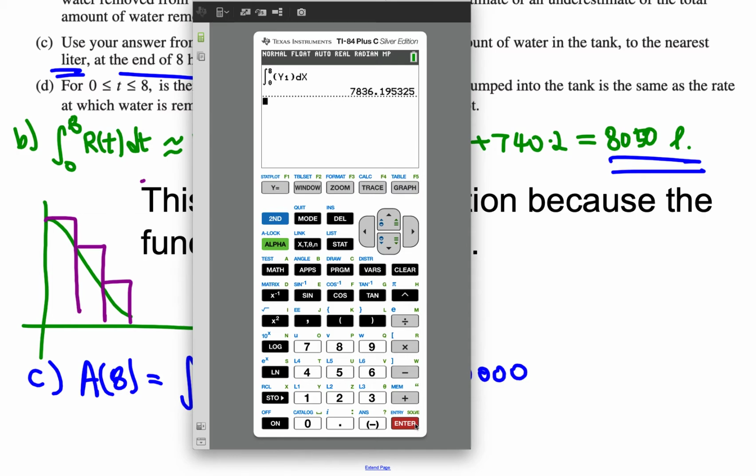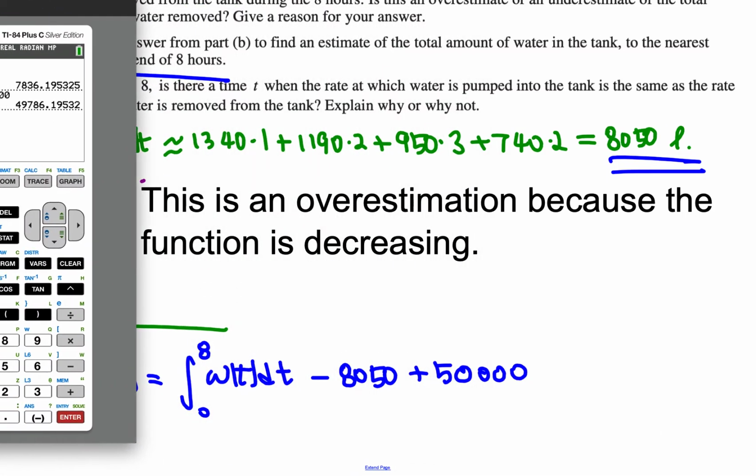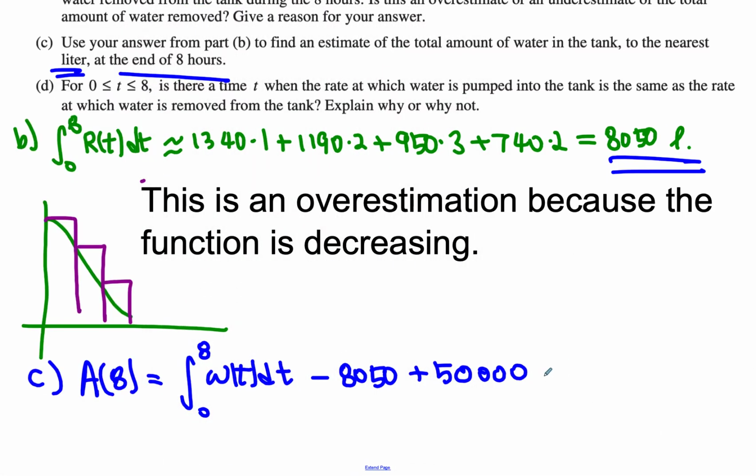Now what I'm going to do is subtract 8050 and add 50,000. Then I end up getting that value. So that's around 49,786 liters. That's how much is left at the end. All right, so that's basically what we can do for part C.